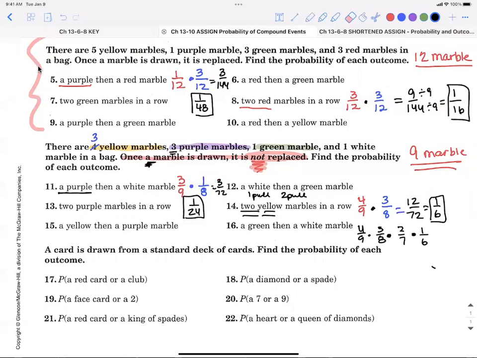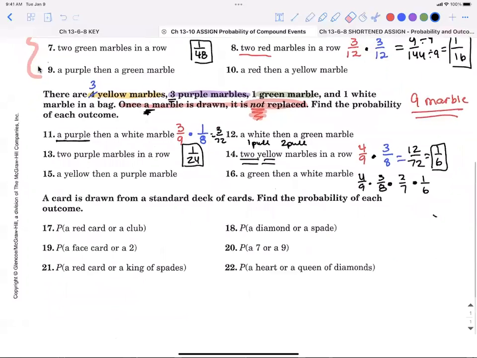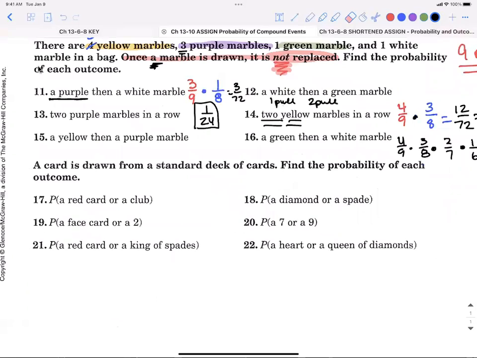And that was where I was jamming up yesterday. I just want to do one of these. You draw a card from a standard deck of cards, which we know is 52 cards, right? And you find the probability of each outcome. So a red card or a club.